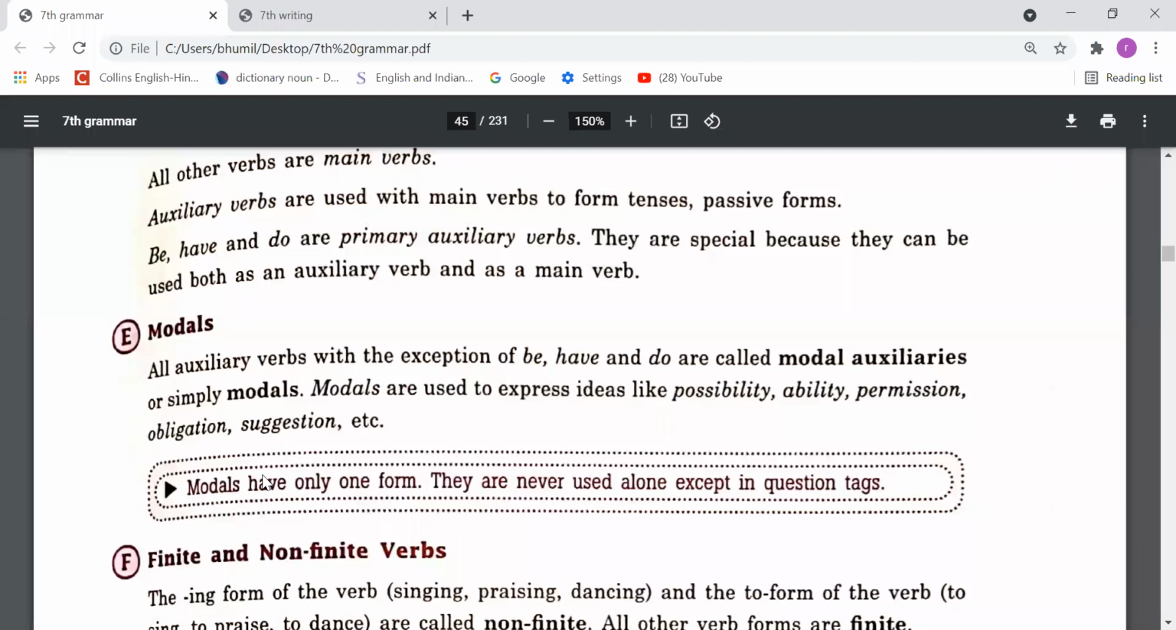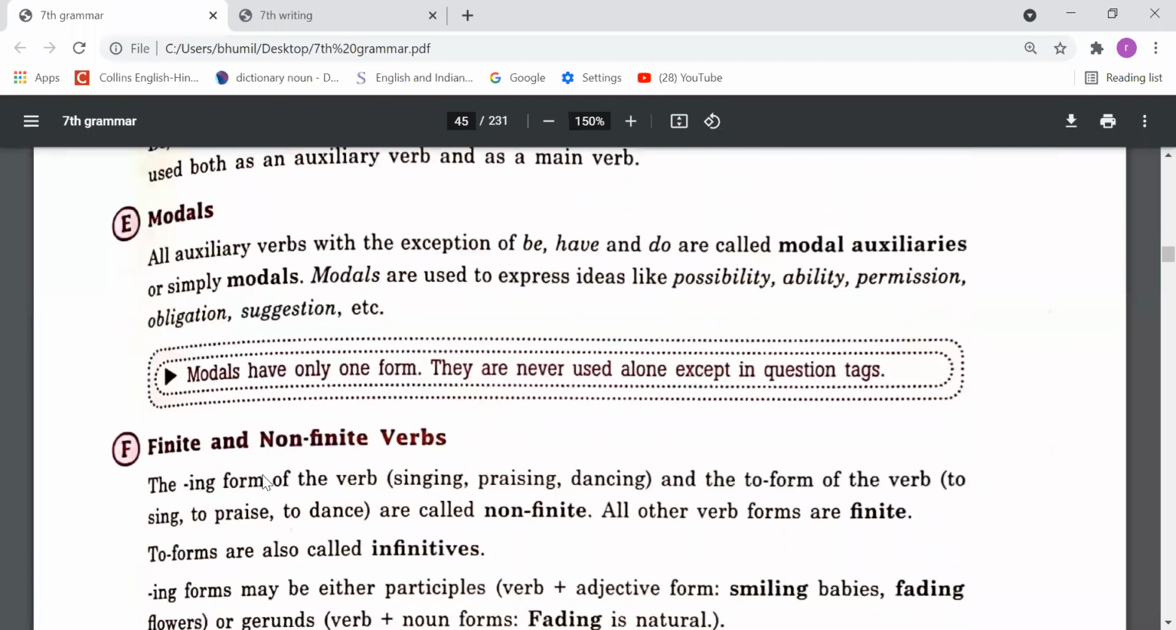The second thing we need to understand is that we can't use a modal alone, means come what may, we have to use a main verb with the modals. Just in question tags we can use a modal alone, but apart from question tags we can't use modal helping verbs without any main verb. So come what may, we have to put a main verb with the modal helping verbs.